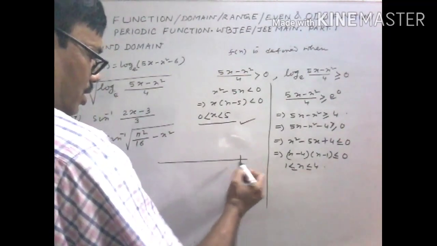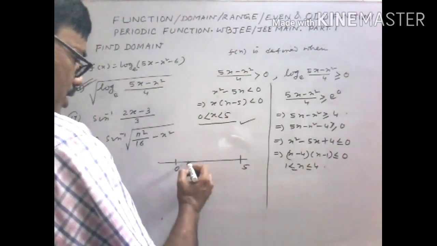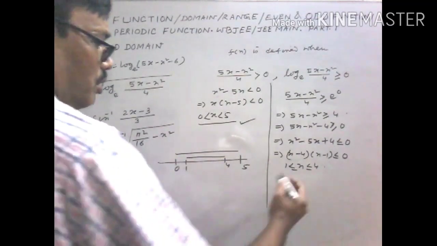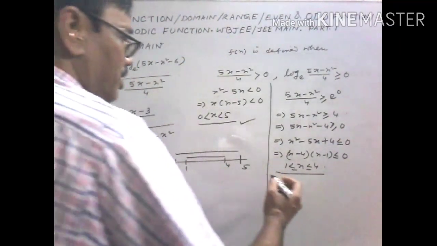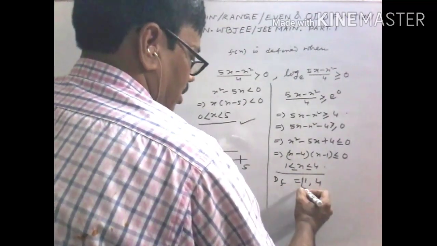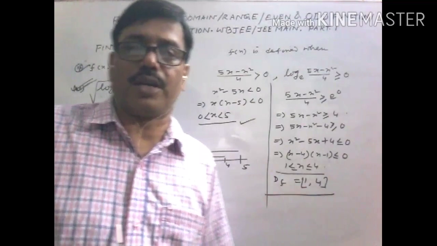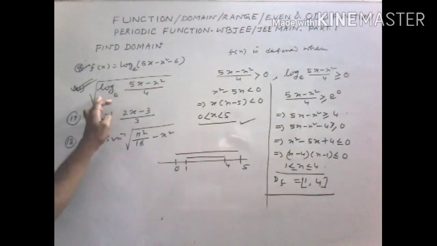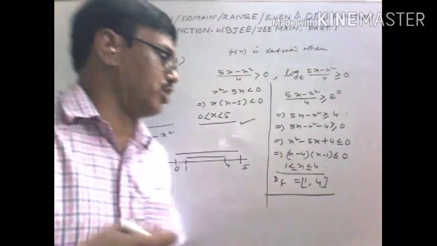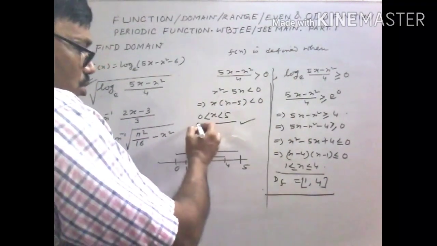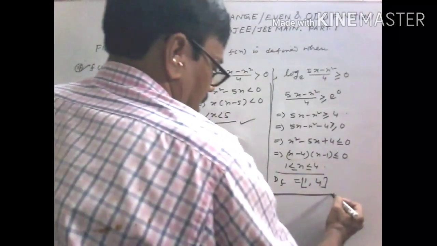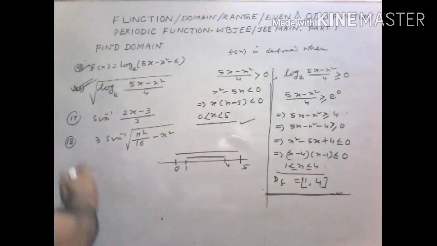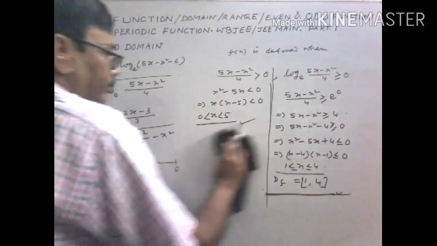Now, the first restriction is 0 to 5 and the second is 1 to 4. So what is the common part? 1 to 4. So DF is third bracket 1 comma 4 third bracket. So look, the argument of log is greater than 0, only greater than 0, and the thing within the root is greater than or equal to 0. So this is our concept. So solving, we take the common part. Common part is 1 comma 4. Now problem number 17 and 18.